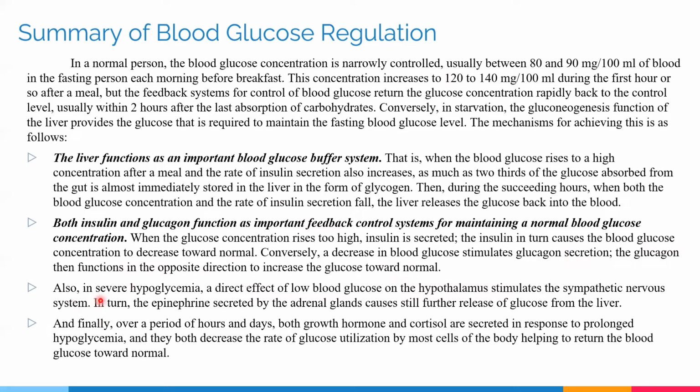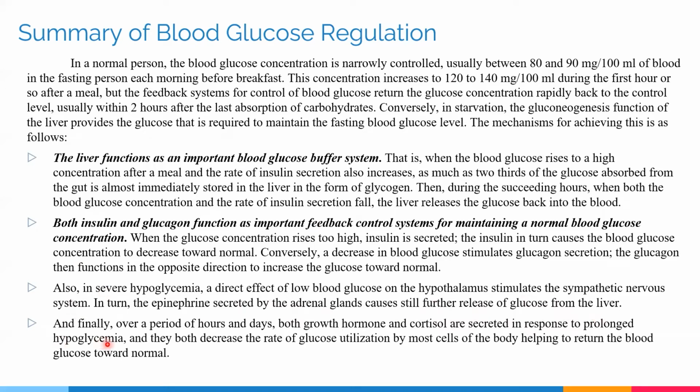Also, in case of severe hypoglycemia, a direct effect of low blood glucose on the hypothalamus stimulates the sympathetic nervous system. In turn, the epinephrine secreted by the adrenal glands causes still further release of glucose from the liver.